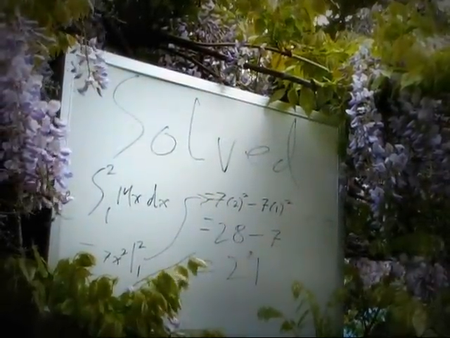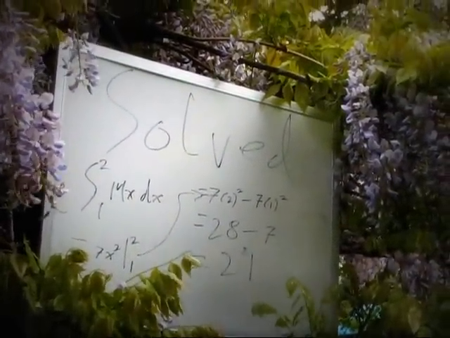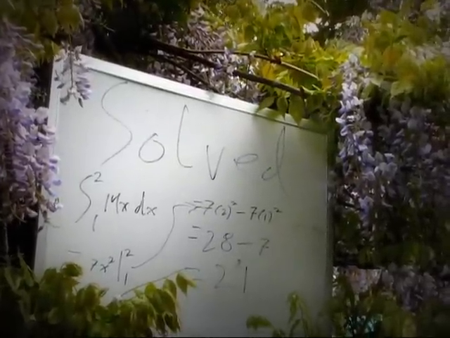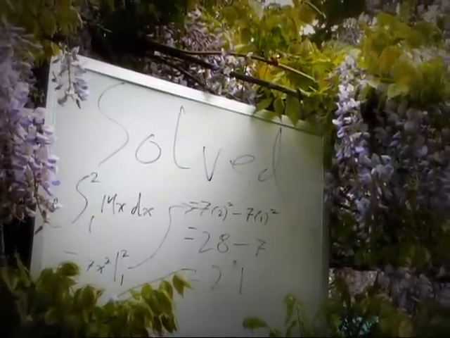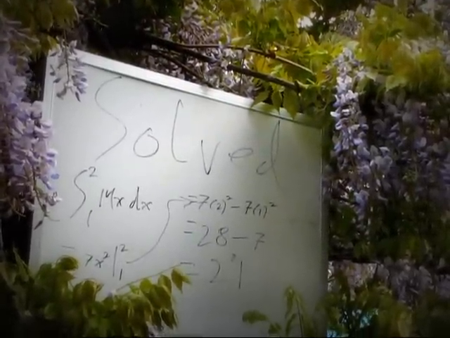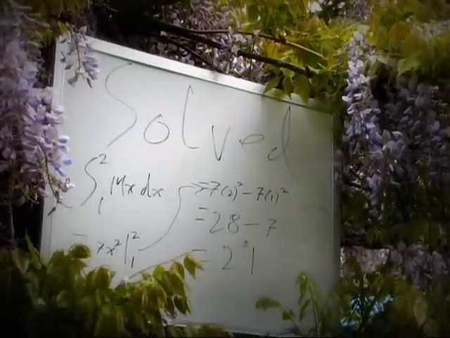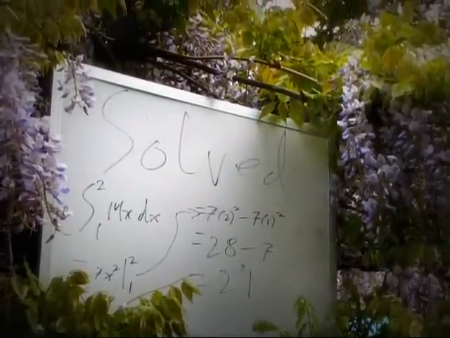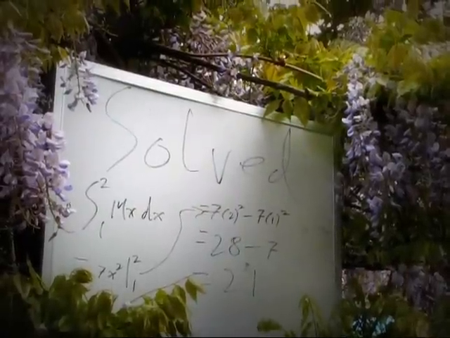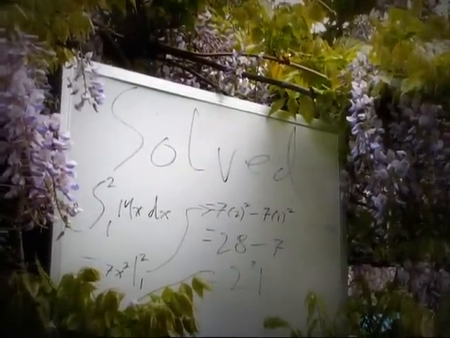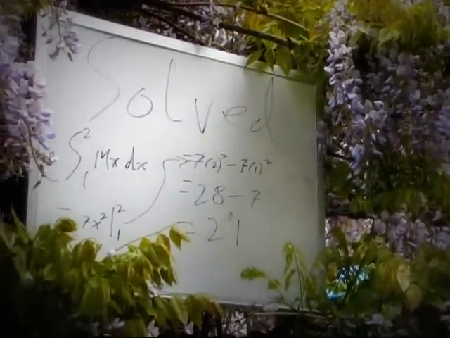So, if you actually took the time to pause the video like you should have, this is what you got. You got the integral from 2 to 1 of 14x dx equals 7x squared. Evaluating from 2 to 1 equals 7 times 2 squared minus 7 times 1 squared equals 28 minus 7, which is 21. There you go. Next problem.